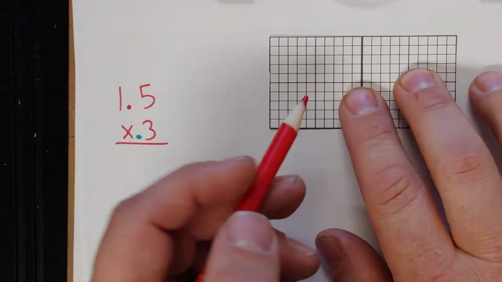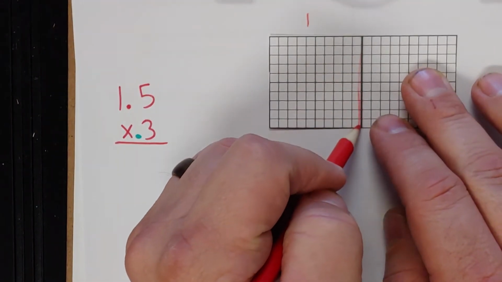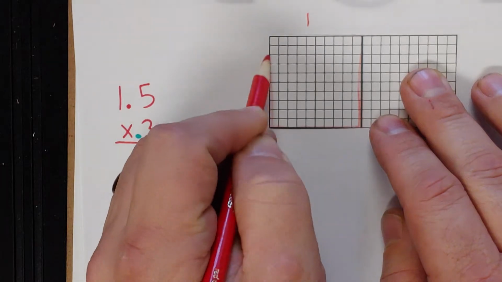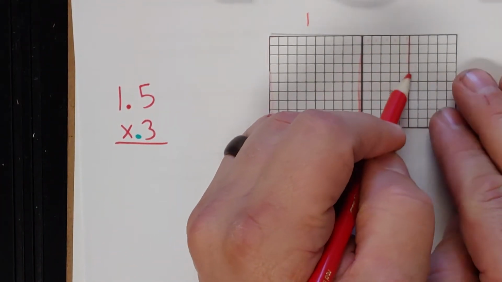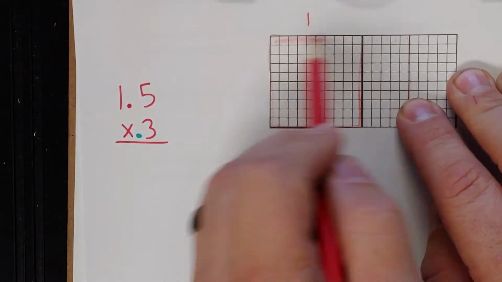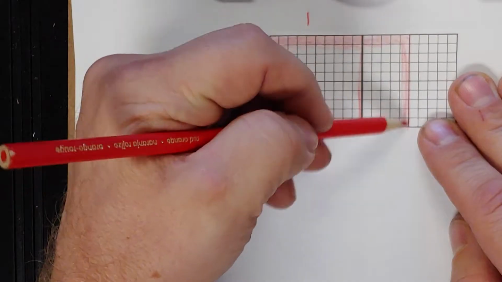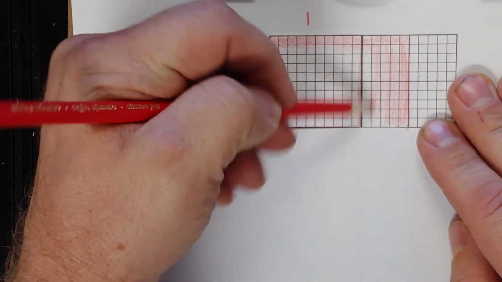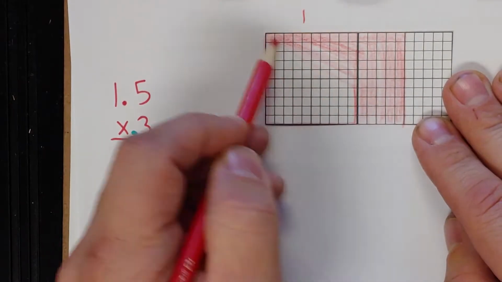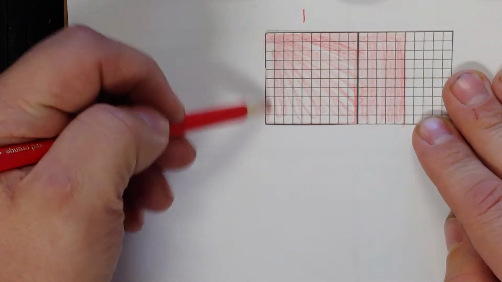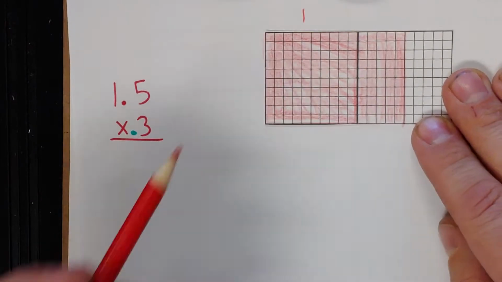So the way that I can display that is by saying, okay, I have one whole. Here's my one whole, and then 5/10: 1, 2, 3, 4, 5. So I have one whole and 5/10. I can shade that in, displaying, hey, look, that's one whole and 5/10. There it is. One whole and 5/10. Okay.